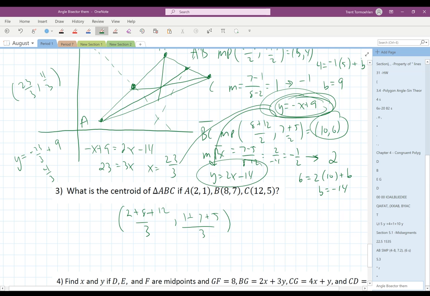And so this is going to give you 22/3 and 13/3. And so we've done something wrong here. Oh, no, that's the centroid. And so the correct answer is the centroid is 22/3, comma, 13/3. It's different than the 23/3, 11/3. They're close together, but they're not exactly the same as the circumcenter.